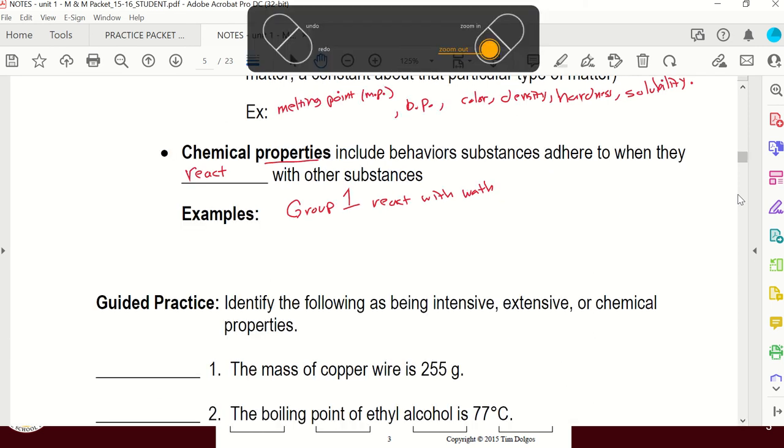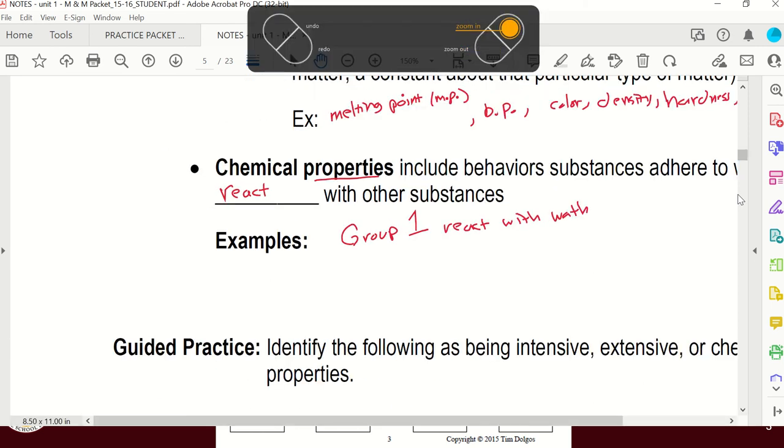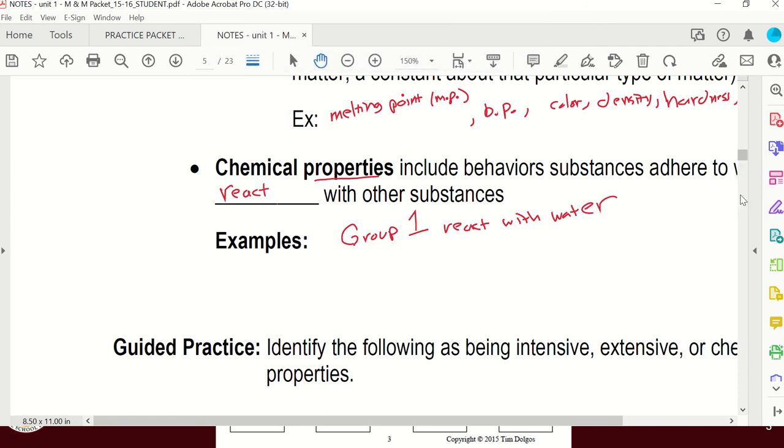Oops. There we go. I'm still getting the hang of this. They still react with water.